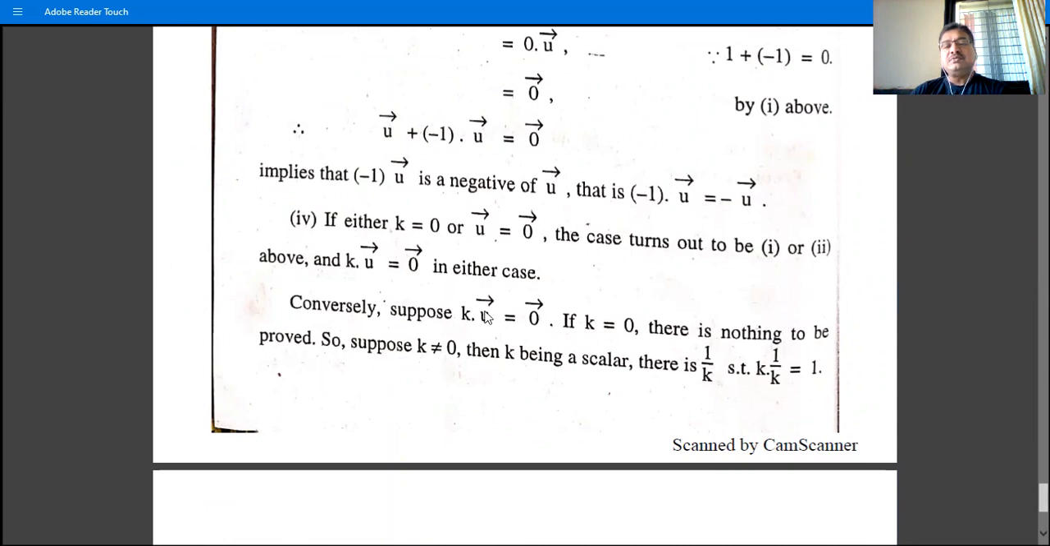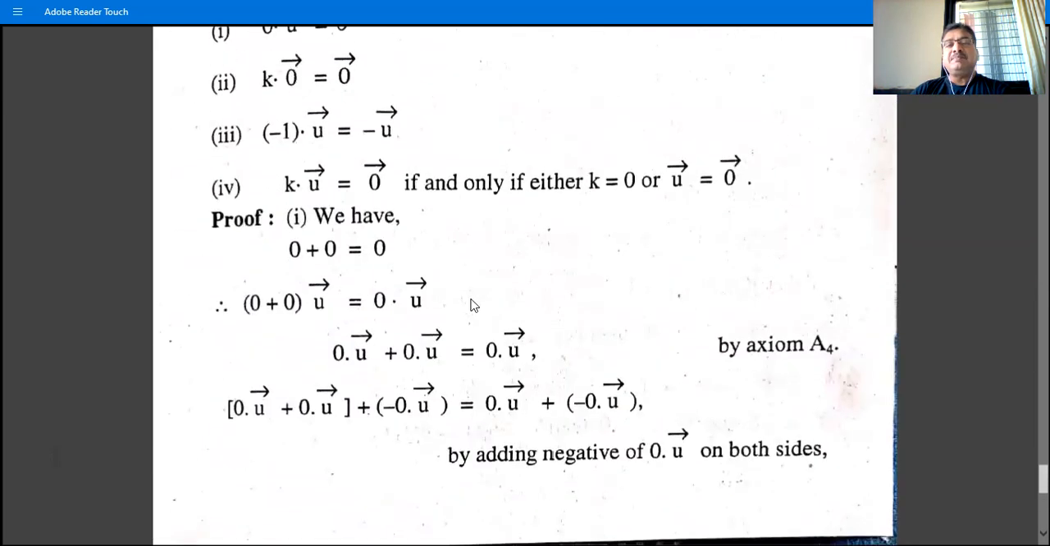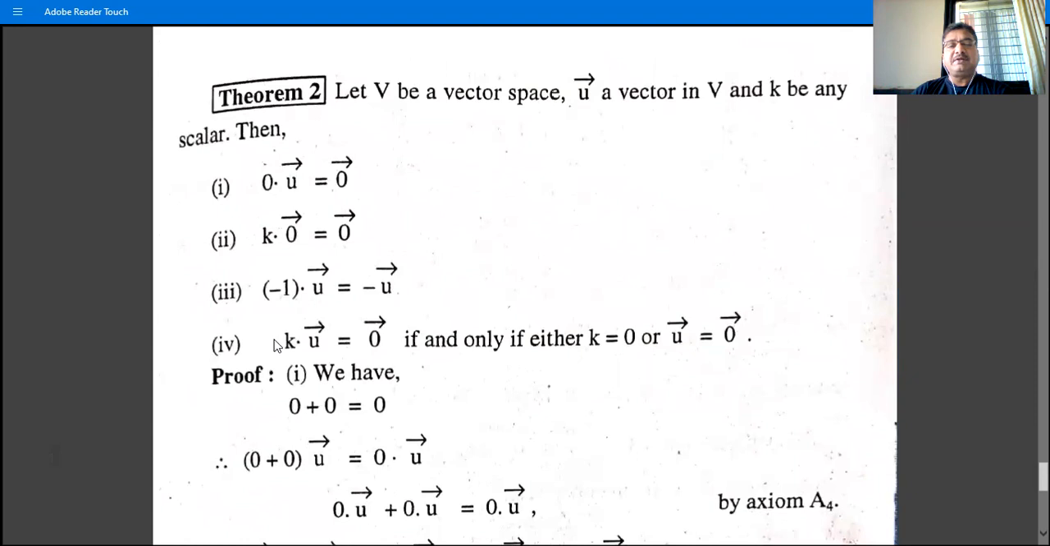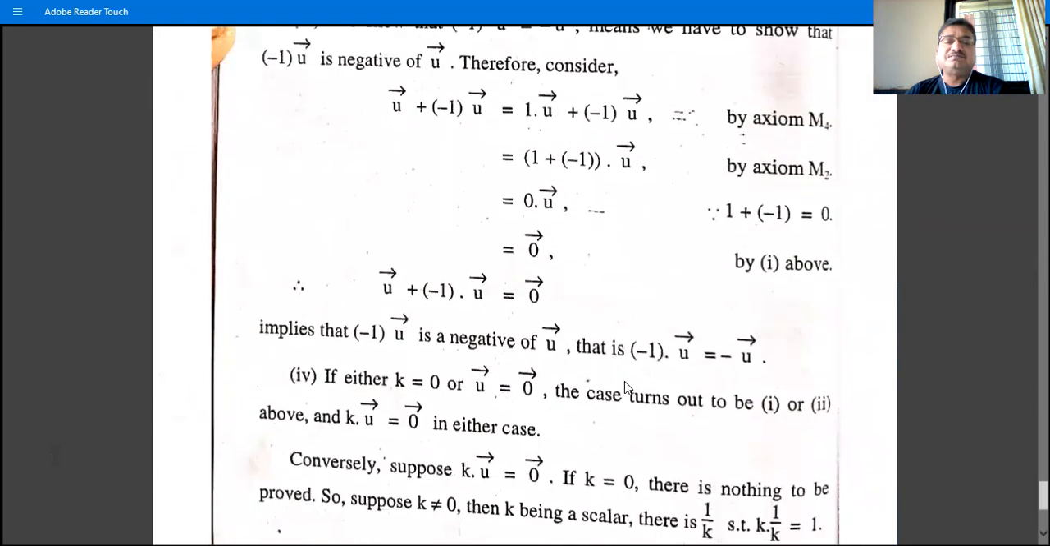Then conversely, assume k. This is the if-and-only-if type theorem. So we have to assume this, either k is 0 or u bar is 0. Then we have to show this. So this is very obvious. If k is 0 or u bar is 0, then ku bar is 0 by using 1 and 2. Now the converse part is assume that ku bar is 0 bar, and we have to show either k is 0 or u is 0.